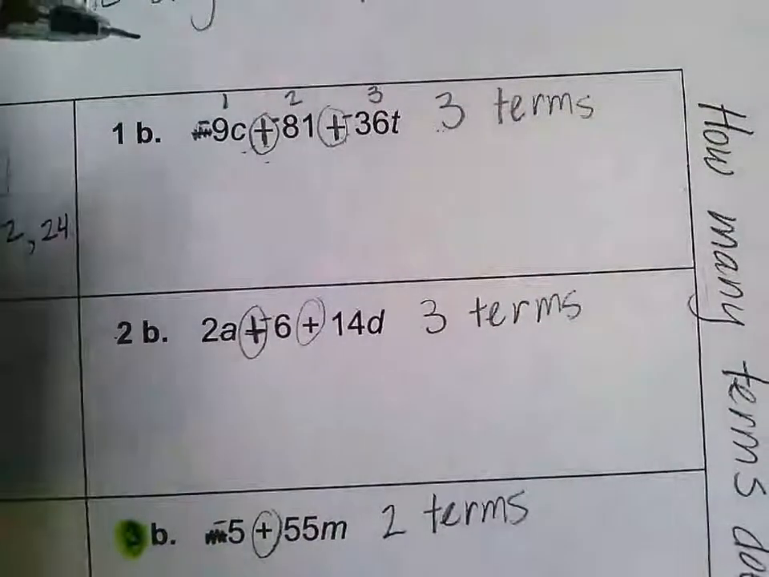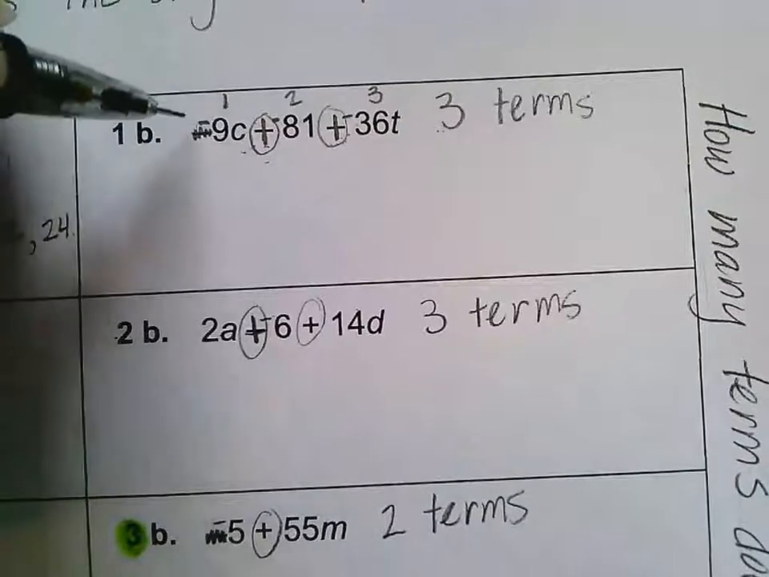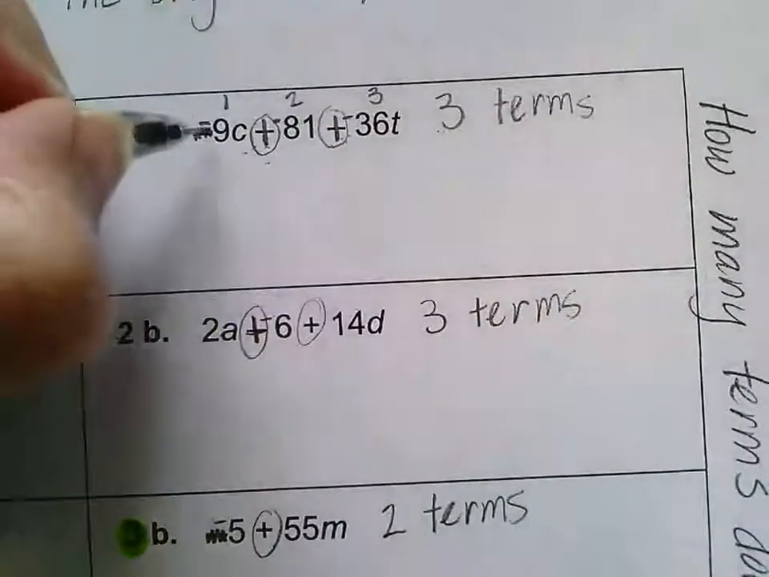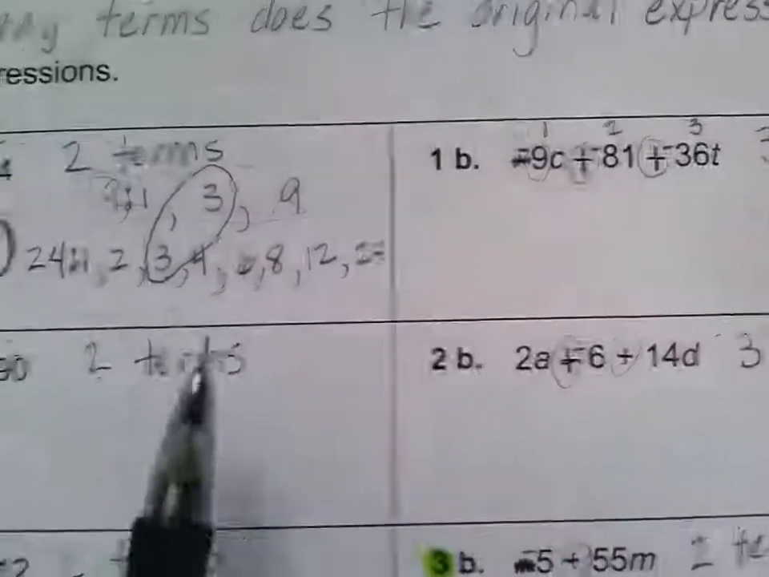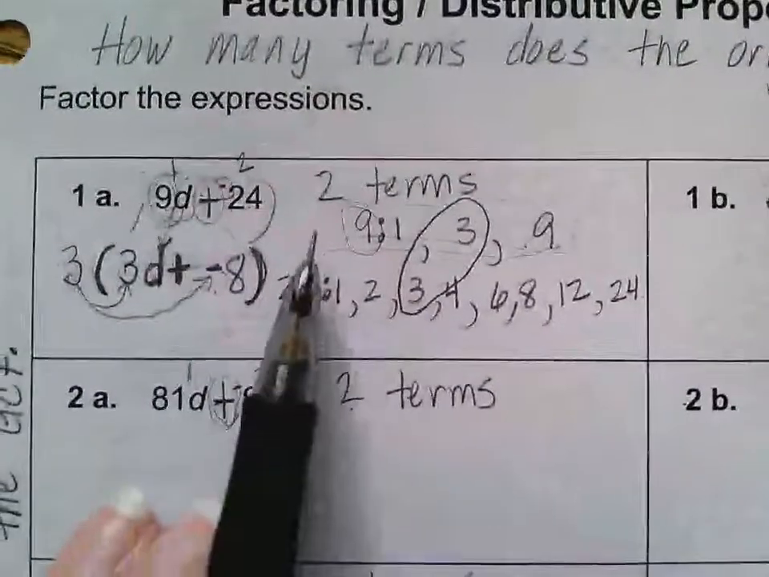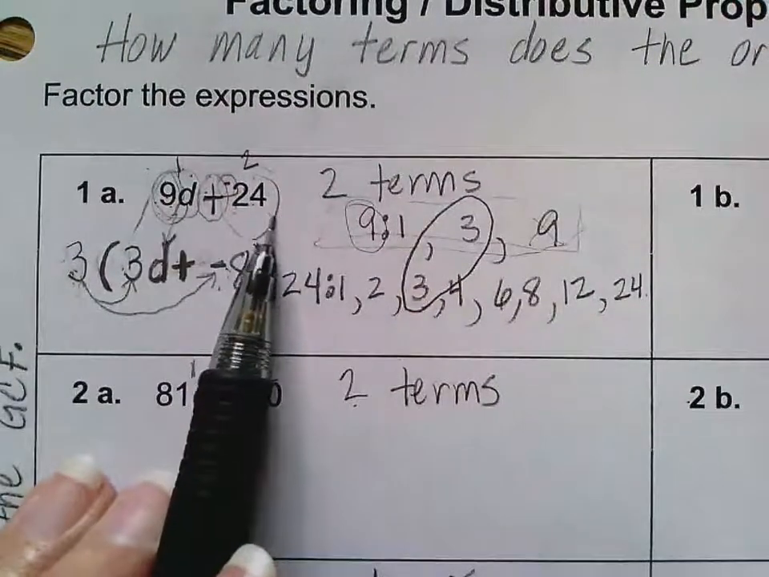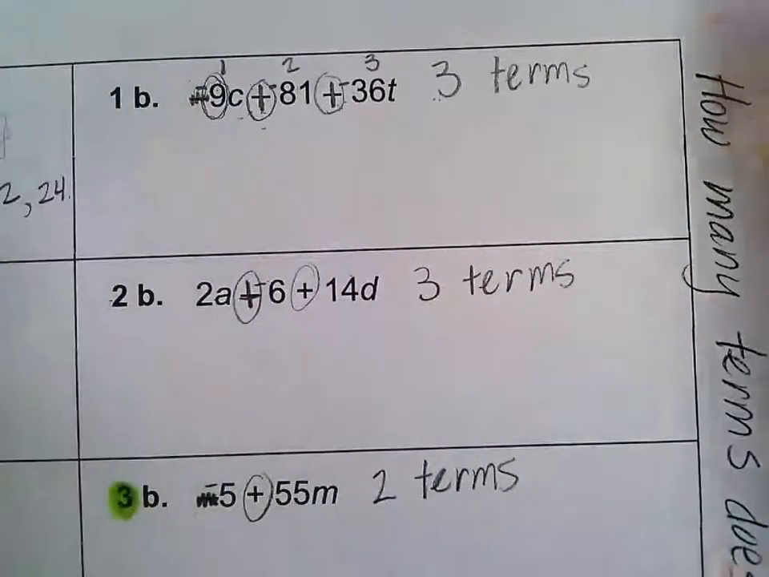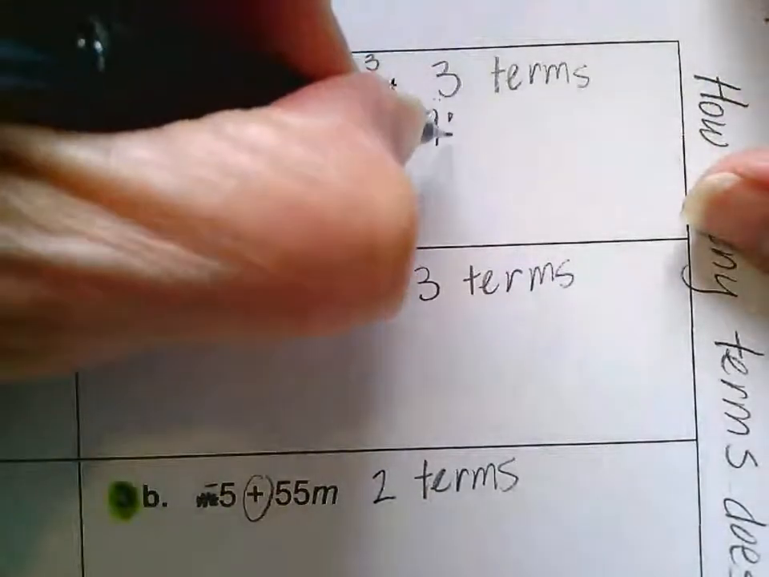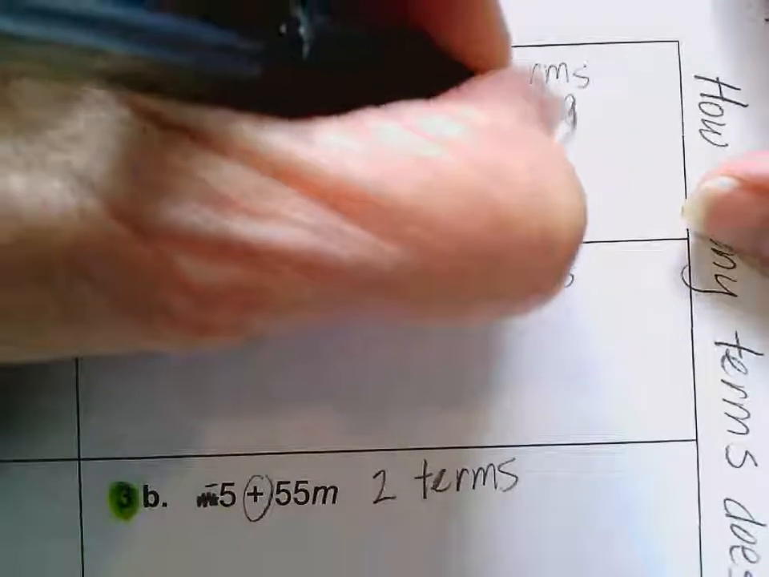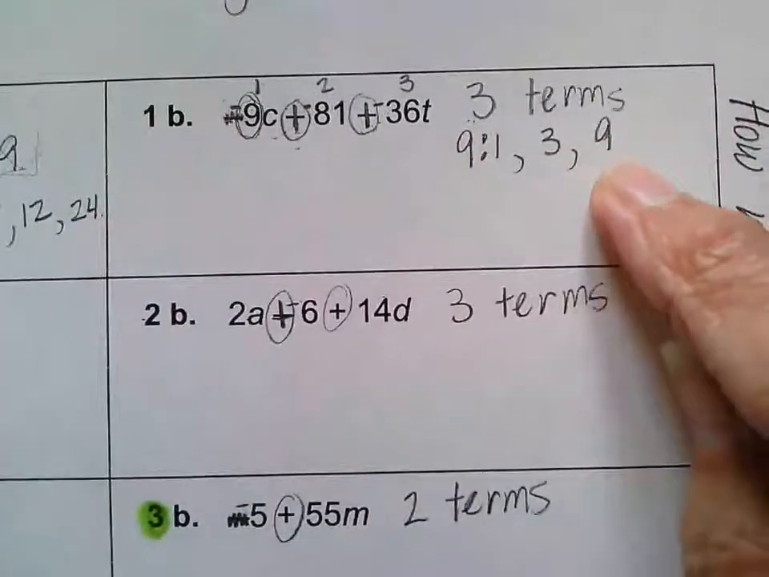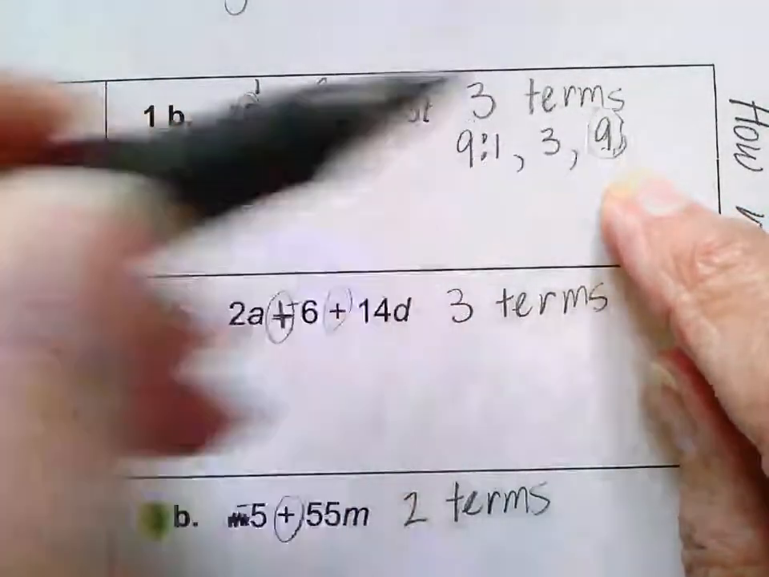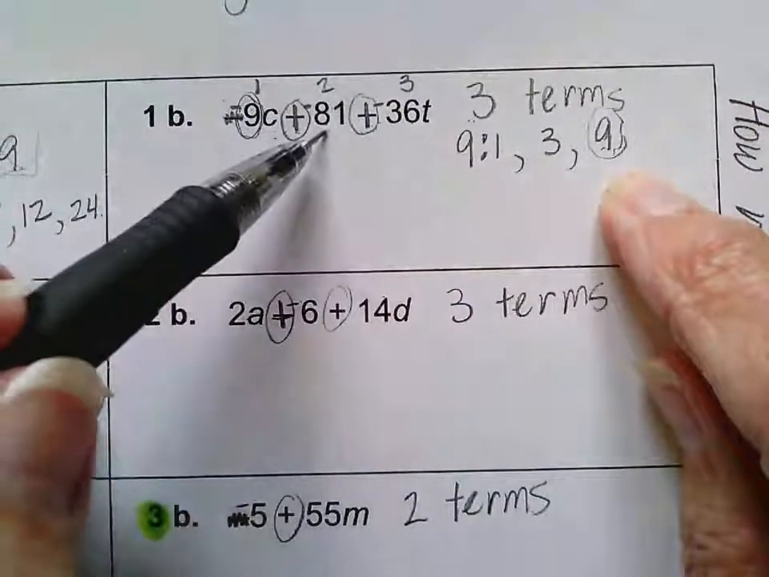Next problem. So right here, I have 3 terms. Again, this is the other way. If you don't want to write out all of the factors for all of the numbers that are in the expression, find the smallest one and list those. We already know those from our first one. And I start at the end with my largest number, and I ask myself, is this number a factor of the other numbers that are in the expression?